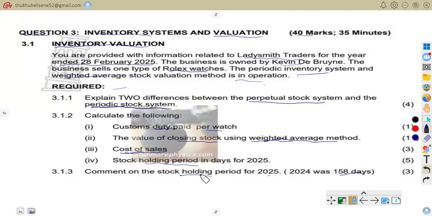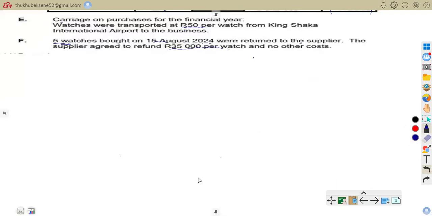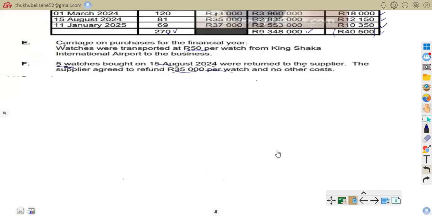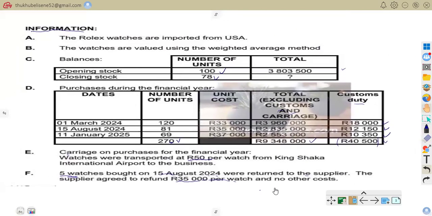So the other question, we are asked to calculate the stock holding period in days for 2025. So that is what you're going to do. Let's quickly come to our information for us to calculate that.